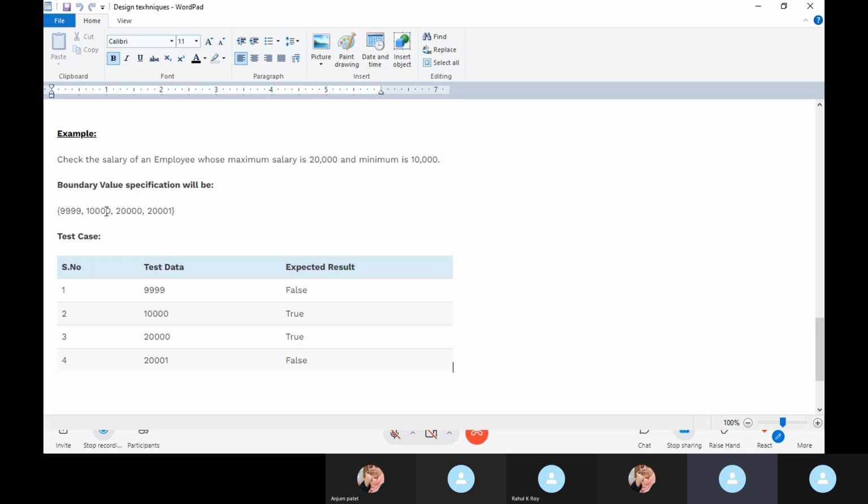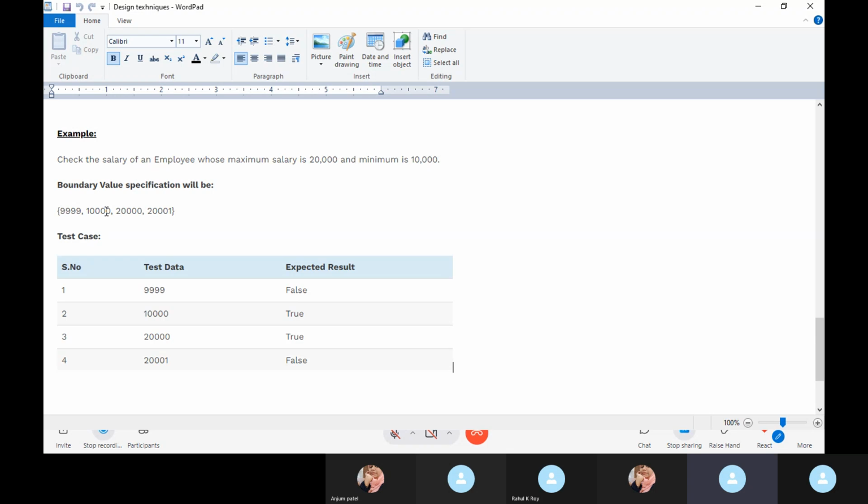In this scenario, we can have five types of test cases. One is positive testing where I will enter 10,000. Second, I will enter 20,000. Third, I will enter any data that lies between 10,000 and 20,000. Then there will be negative testing where I will enter a value that is 9,999, and in one I will enter the data 20,001 rupees.